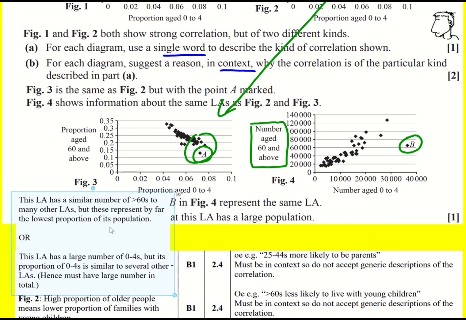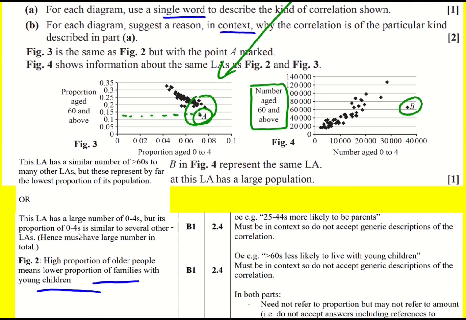The answers say this local authority has a similar number of greater than 60s to many other local authorities, but these represent by far the lowest proportion of its population. So it kind of links in to the 60s. The result being, therefore, that the local authority must have a large population. The second thing they say is very similar to what I said. So this local authority has a large number of 0 to 4s, but its proportion of 0 to 4s is similar, hence it must have a large number in total.